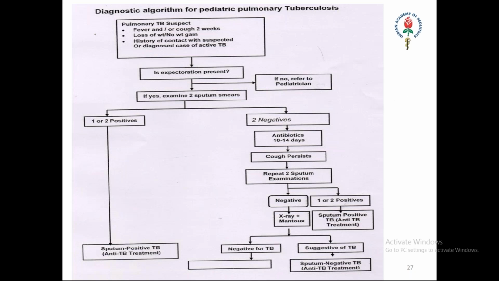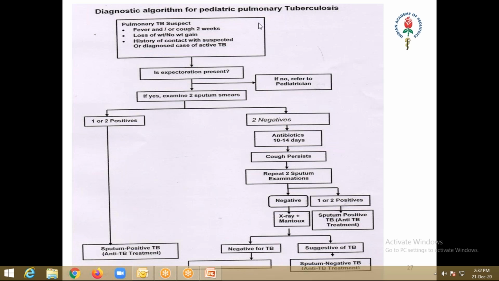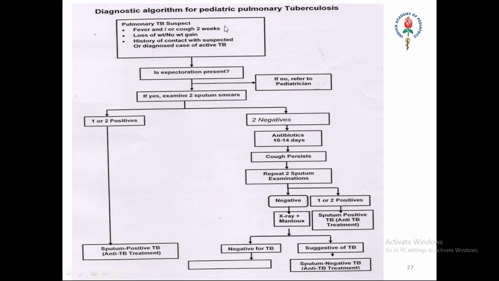So what is the diagnostic algorithm for pediatric tuberculosis? Pulmonary TB suspected case. So when do you suspect? When there is fever or cough for 2 weeks, when there is no weight gain or loss of significant weight, history of contact with suspected or diagnosed TB, then you ask whether the child is able to expectorate, whether they can produce sputum or not. If yes, examine the sputum smears. If no, you refer to the pediatrician for bronchial aspirate or gastric lavage.